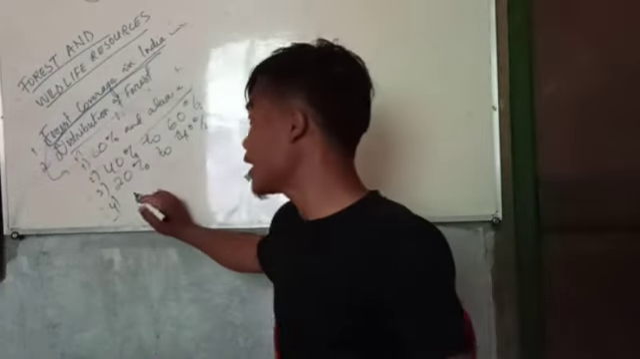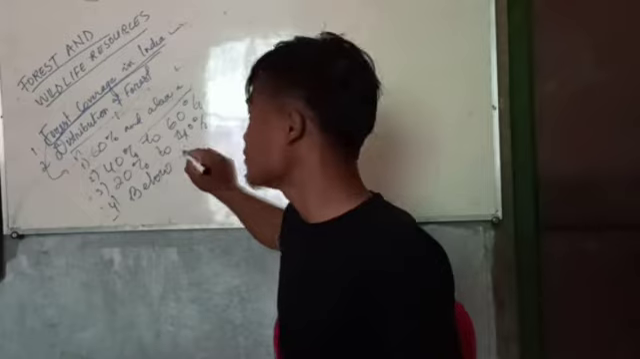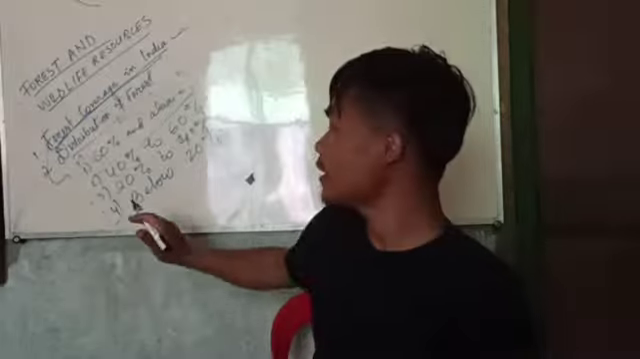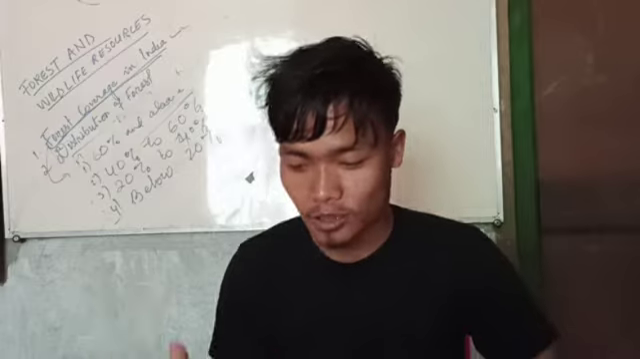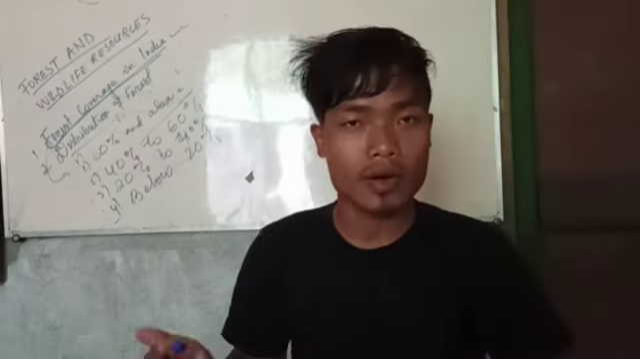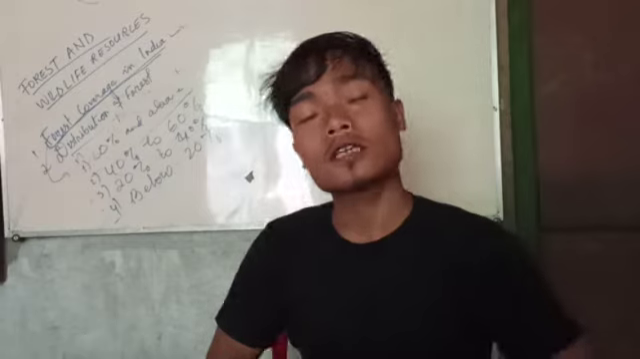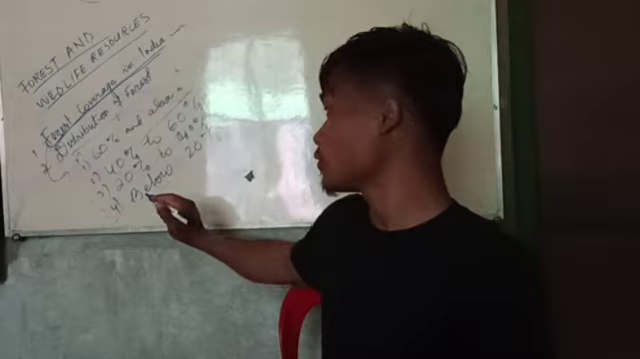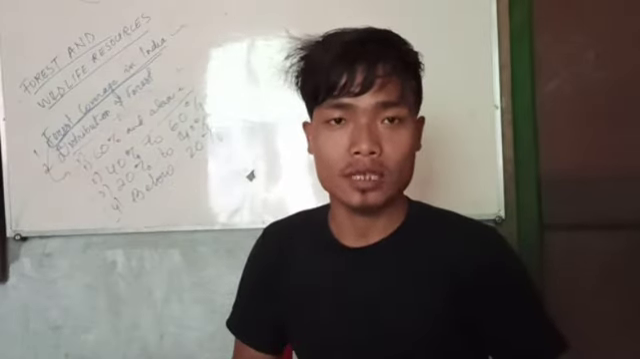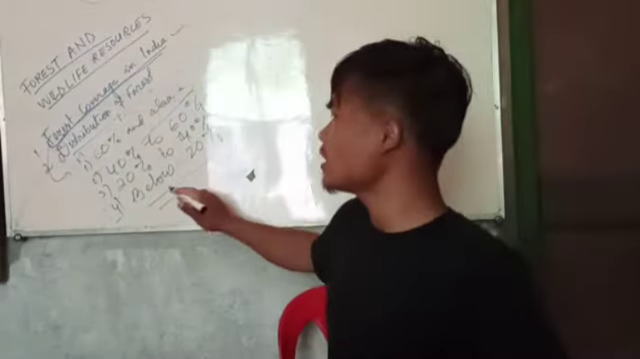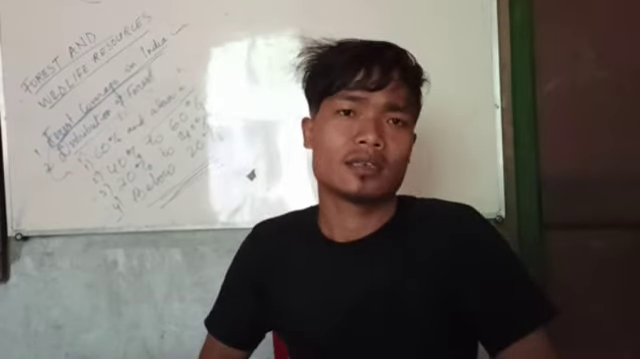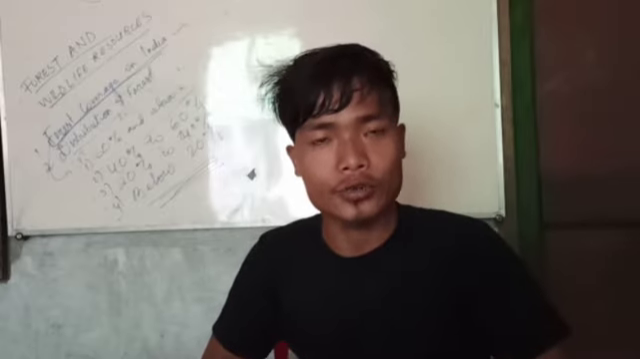And the last, we have below 20%. The areas which have a forest coverage of below 20% are Kashmir, Haryana, Punjab, Gujarat, Uttar Pradesh. See, these are some of the states which have a forest coverage below 20%. That means these are the areas which have the least forest coverage in the country.